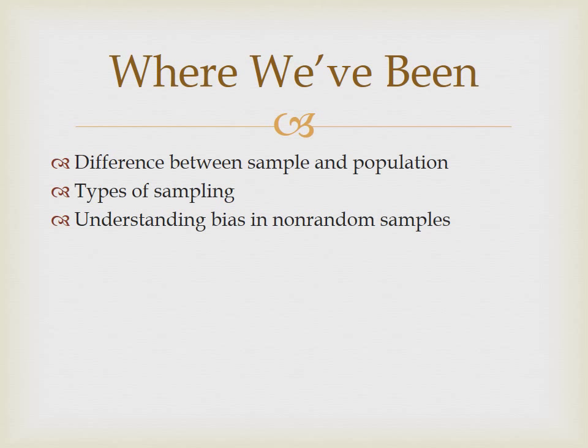So just to wrap up where we've been, we talked about the difference between the sample and the population. We talked about types of sampling techniques, and then we ended by understanding how bias occurs in non-random samples.